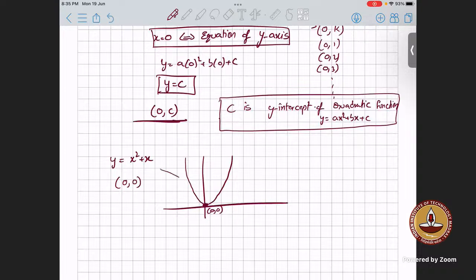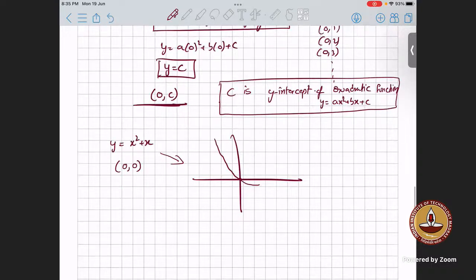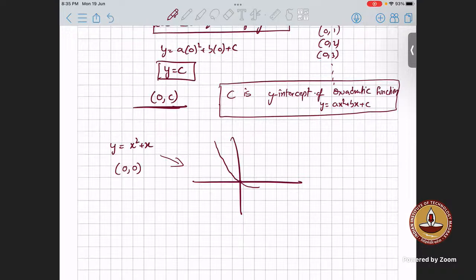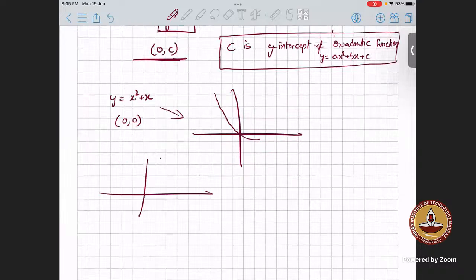This is not the actual graph. I will draw clearly. So this is a case where our parabola is meeting at origin. But what happens in the case if our parabola is totally in the first quadrant? Leave that, I will discuss about that.